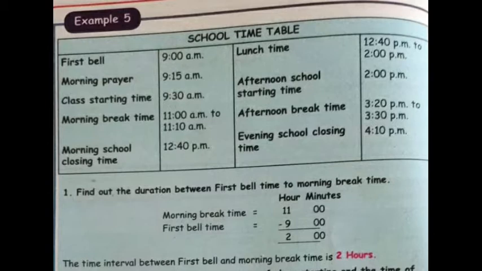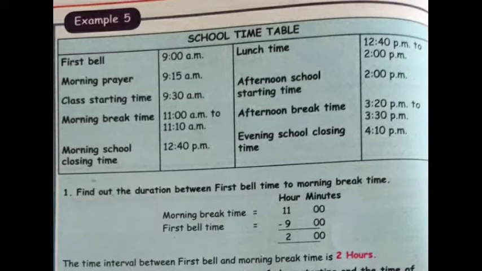Okay, now here first example, look at it. Find out the duration between first bell time and morning break time. It is very easy, subtract. Okay, in the same way as we have done earlier. You just observe it, you will know.